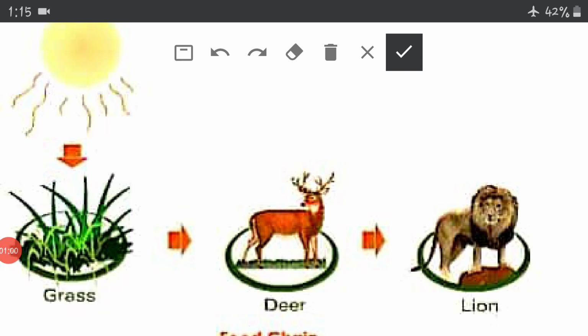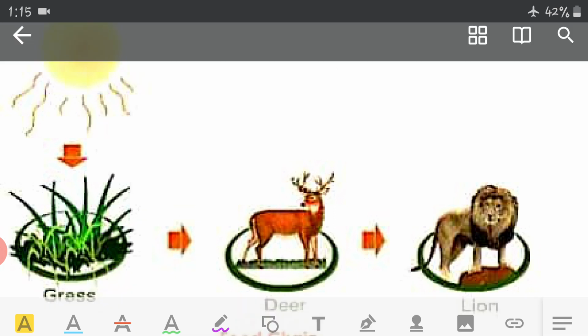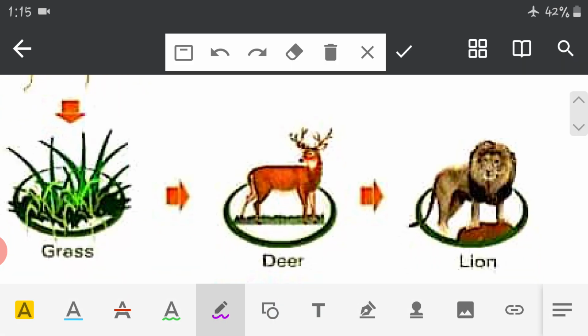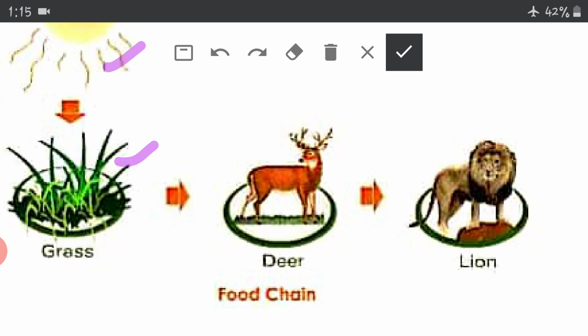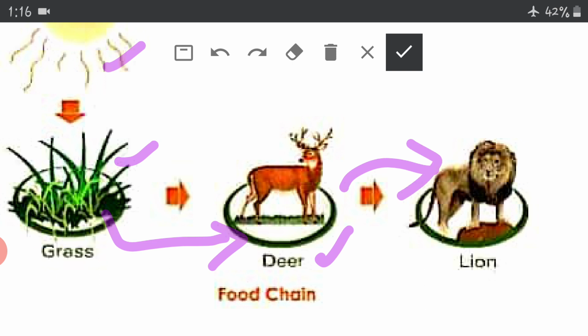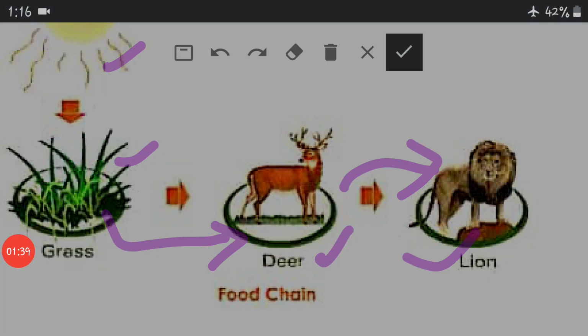See in this picture, the sun is giving energy to grass, which is a producer. Being a producer, grass makes food by using the sun's light, and this grass is eaten by deer. So deer is taking the energy of sunlight through grass, and again this deer is eaten by lion. So lion is a consumer of deer.